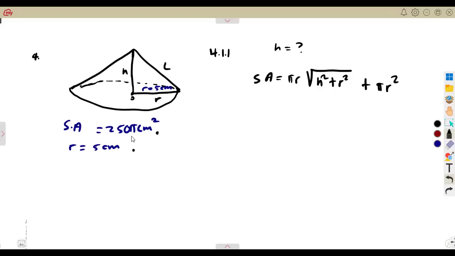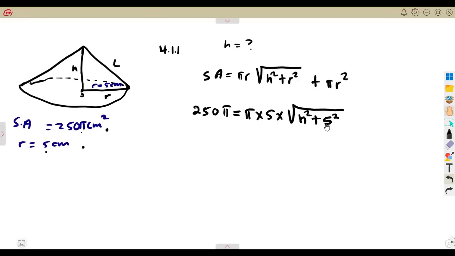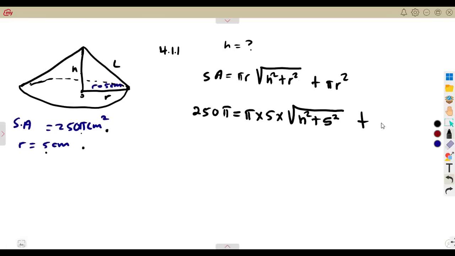So let's substitute the surface area. That is 250 pi is equal to pi times the radius. Remember the radius there is 5, times the square root of h squared plus the radius squared. Remember the radius is 5, so that will be 5 squared. We are substituting everything, plus pi times radius squared. Radius is 5, so it's 5 squared.